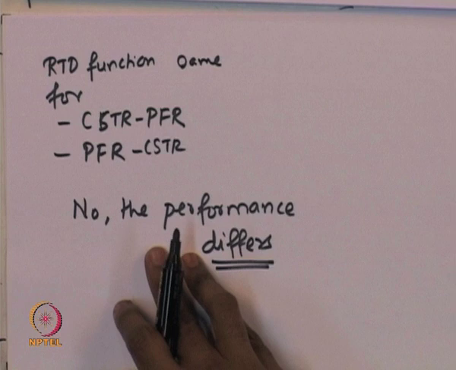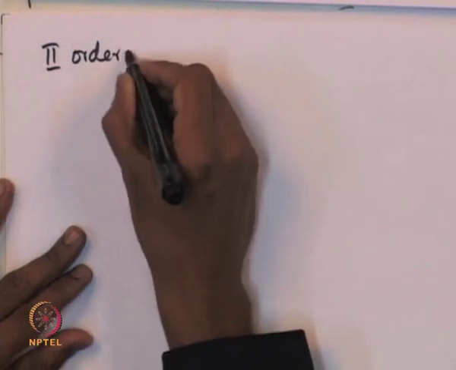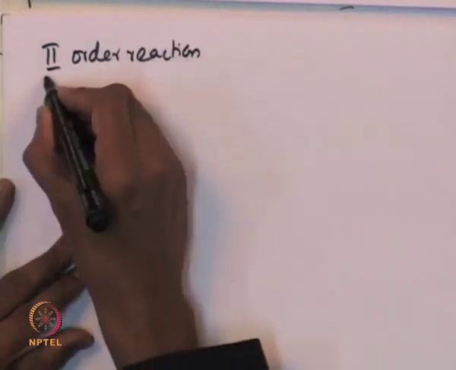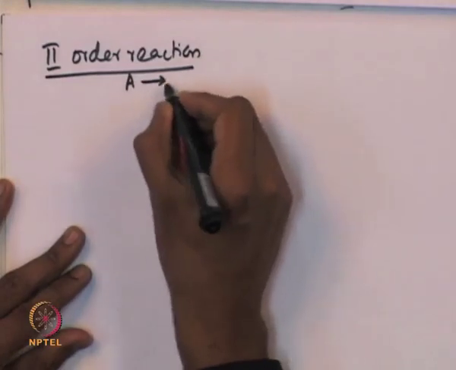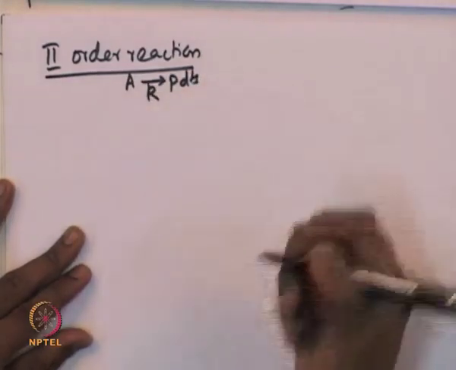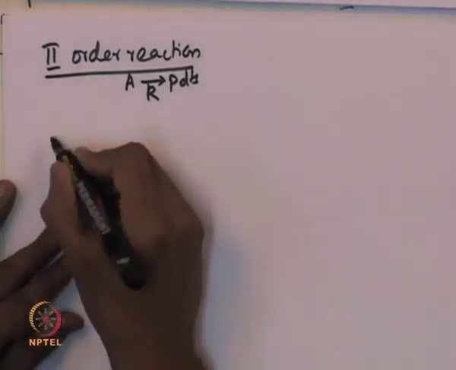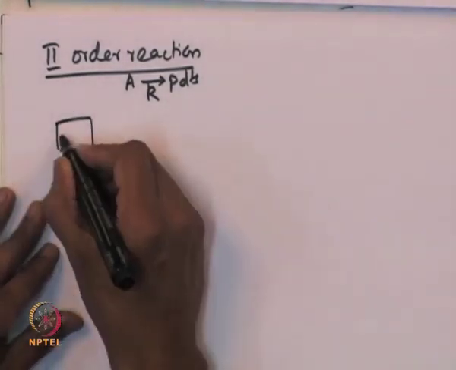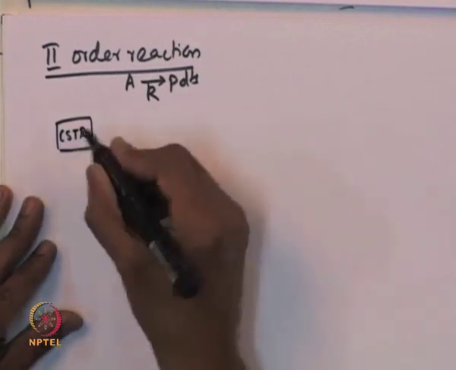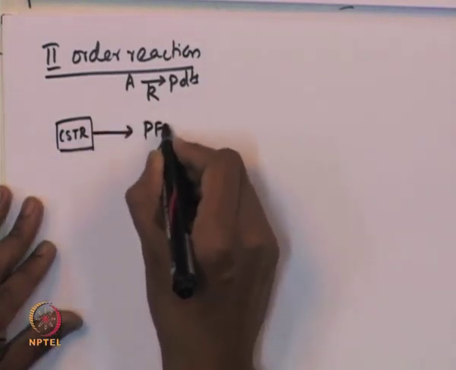First order reaction case is actually an exception. Only for a first order reaction the conversion will be the same irrespective of the order in which the two reactors, that is CSTR and PFR, are placed. So, let us take an example of that. Let us take a second order reaction of A going to products and the corresponding specific reaction rate is k. And now, this can be depicted as, so let us consider the combination of a CSTR followed by a plug flow reactor.